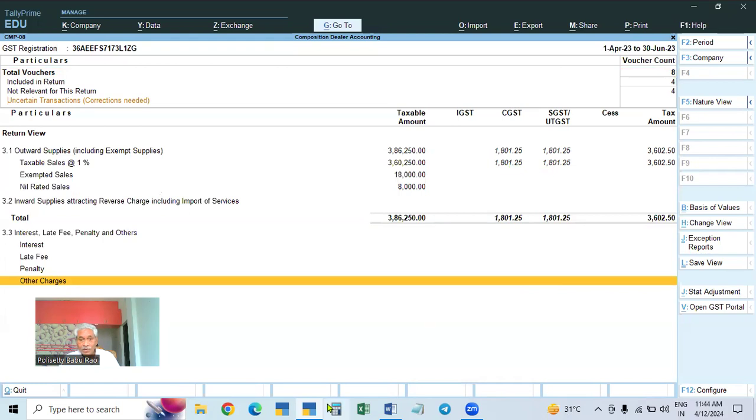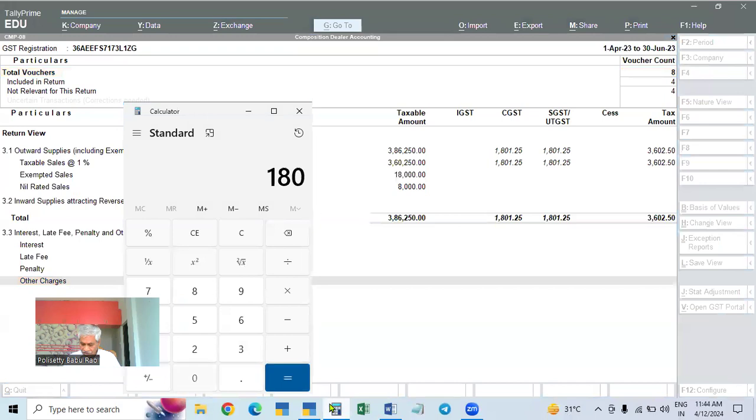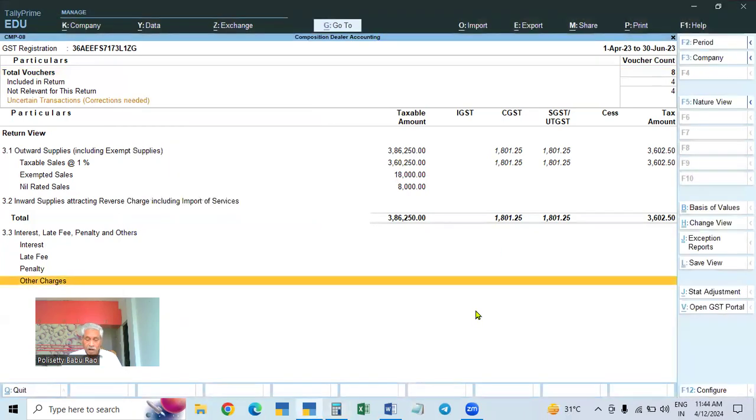What is there? 1,801.25. Generally, when you are paying the taxes, everything is shown in paise, but when paying the taxes, we have to pay a round figure. So here it is .25, we will minus 0.25. 1,801 we will pay. Okay. Now, how to show?